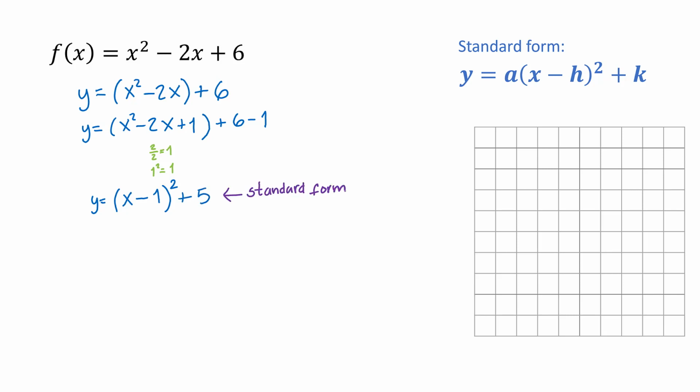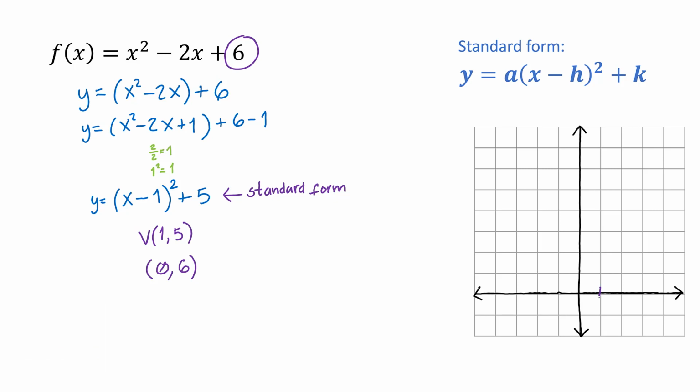Now that we have our quadratic equation written in standard form, we can easily identify the vertex. It's 1, 5. And the y-intercept is x 0, y 6. Now we can graph.